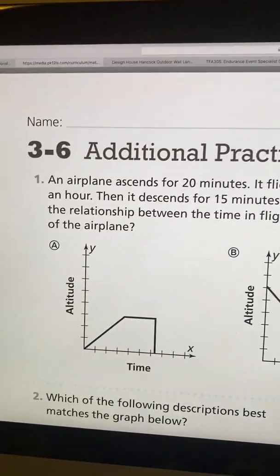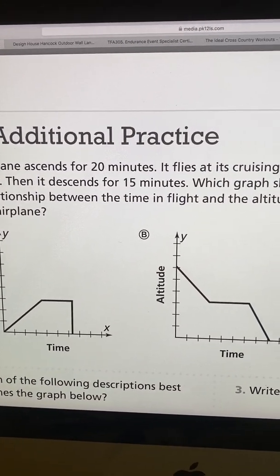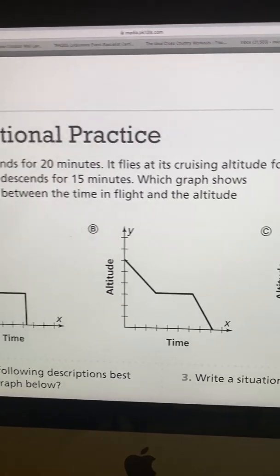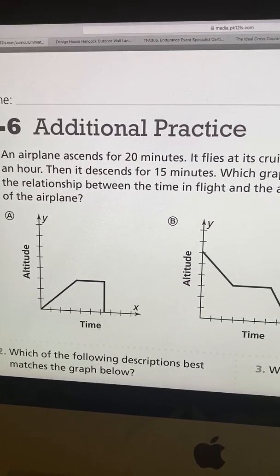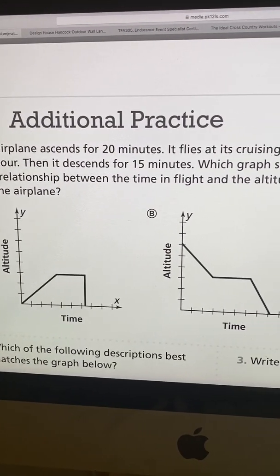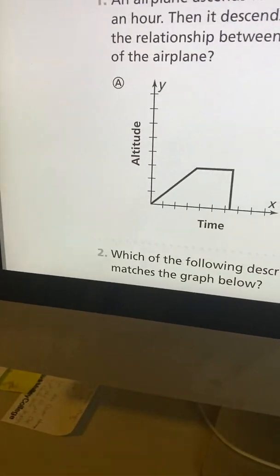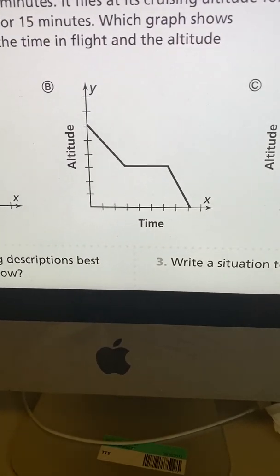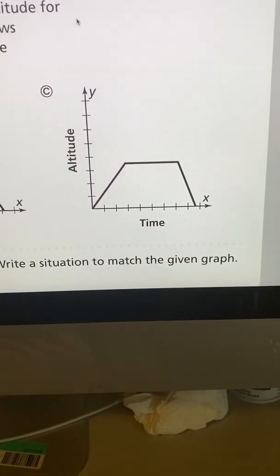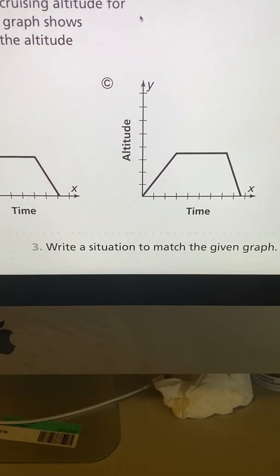Number 1, an airplane ascends, that means goes up, for 20 minutes. It flies at a cruising altitude for an hour, then it descends for 15 minutes. Which graph shows the relationship between the time in flight and the altitude of the airplane? Graph number 1, graph number 2, or graph number 3? Now, once you understand this, it's pretty disgusting how easy this one is.